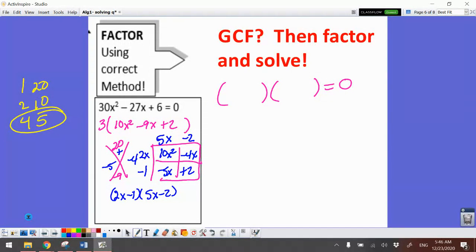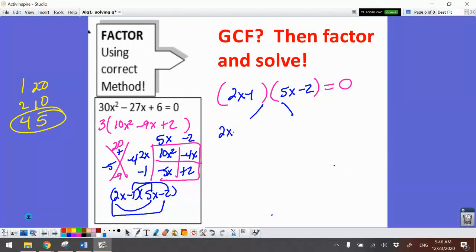So check your first terms, last terms, and your middle terms. So there's 10x squared, there's a positive 2, and if I multiply the outers and the inners, that is a negative 4x and a negative 5x. So that would give me my negative 9, which I need. So 2x minus 1 and 5x minus 2. Okay, go ahead and hit pause, solve these, and sketch your solution.